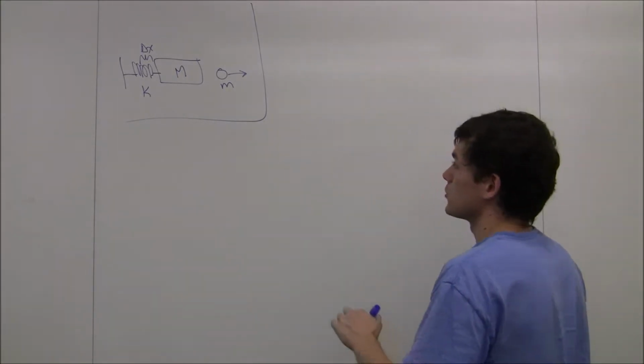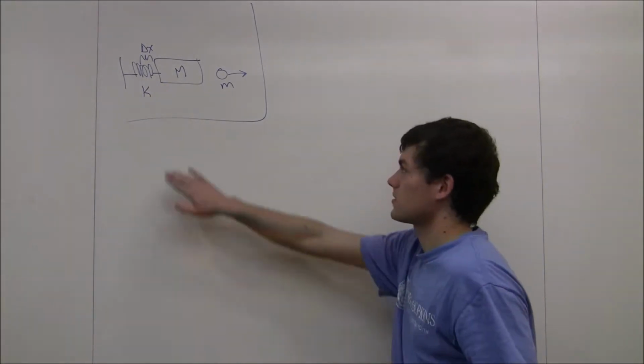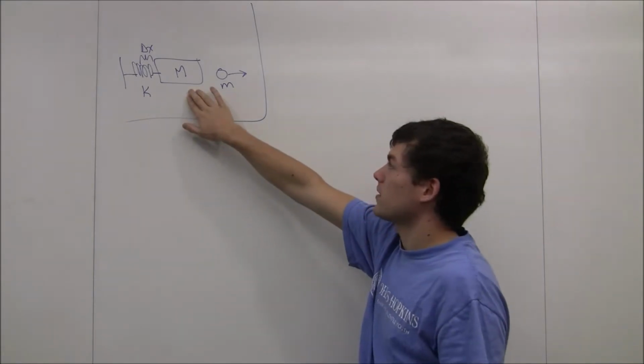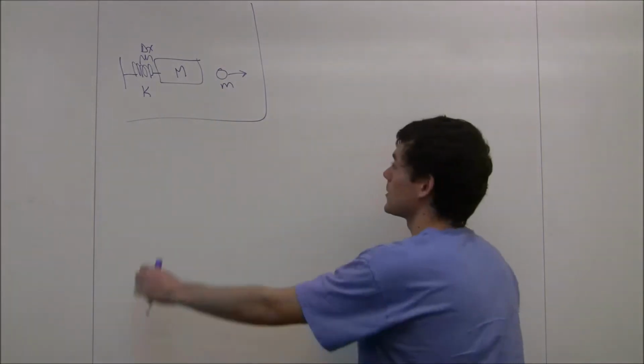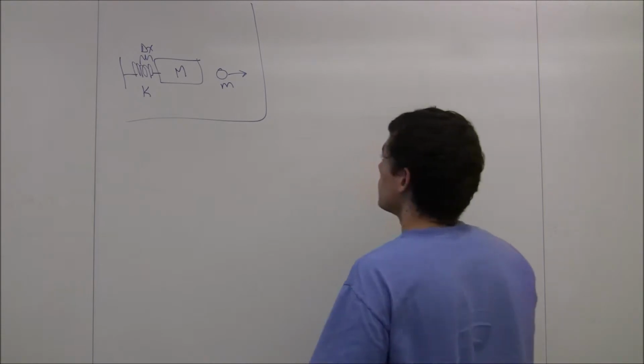So what we actually need to do is conserve energy from the spring to the cannon, because it's the cannon that's actually pushing against the spring. And then once we find that, we can find the initial velocity, the recoil velocity of the cannon, and we can use that to conserve momentum between the cannon and the cannonball.